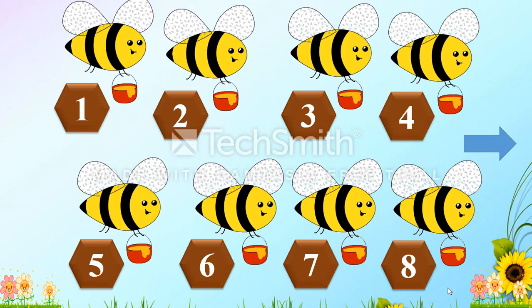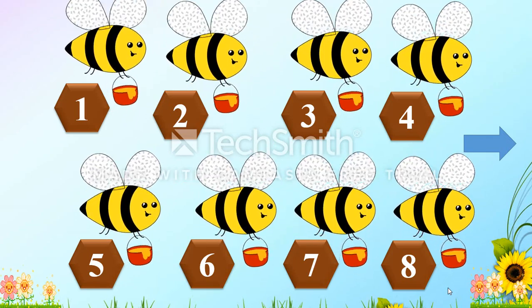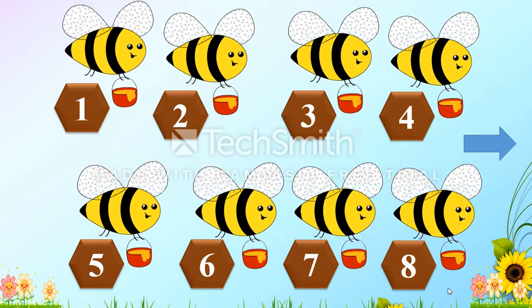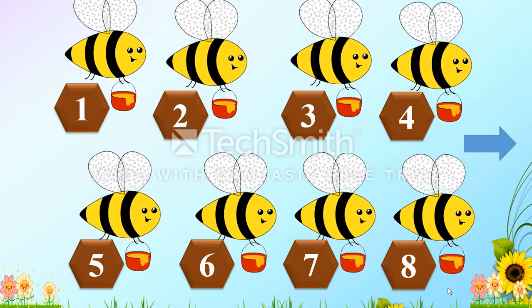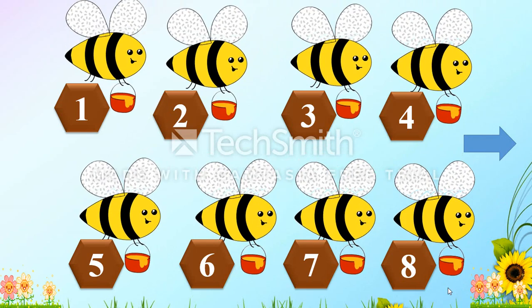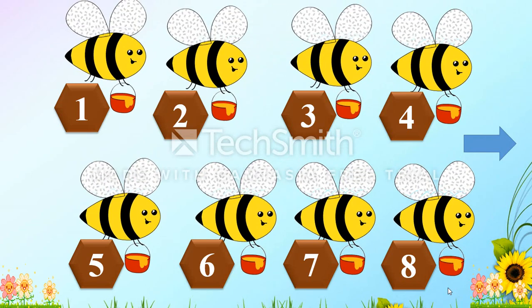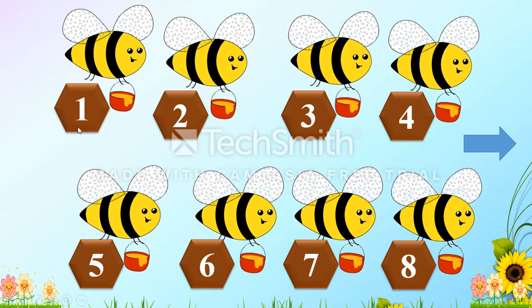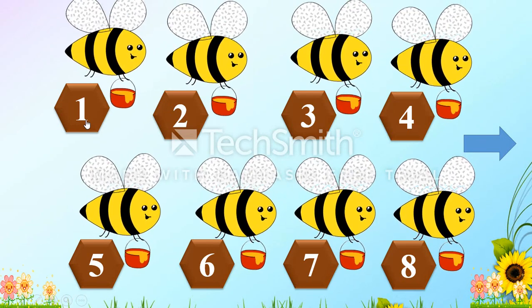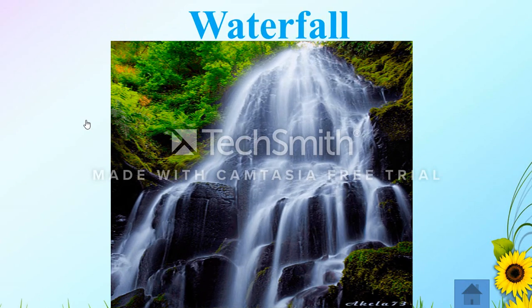And right now, I have an interesting game for you to play in order to understand and remember the new words easily. There are 8 sentences. Each sentence has a picture with a new word. Let me give you an example. Start with number 1. As you can see, that is waterfall.